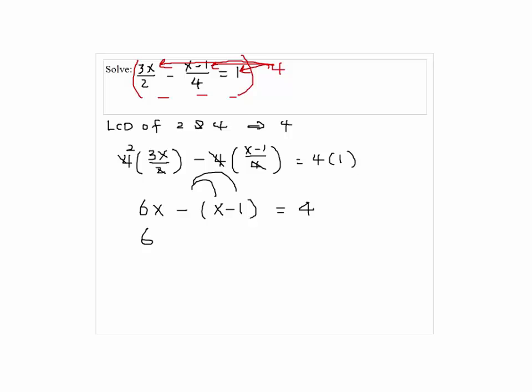By distributing negative 1, we have 6x minus x plus 1 equals 4. So we have 5x plus 1 equals 4. That will give us 5x equals 3. So x equals 3/5.